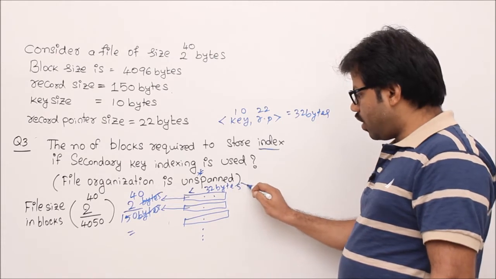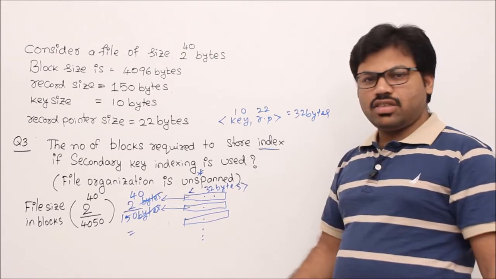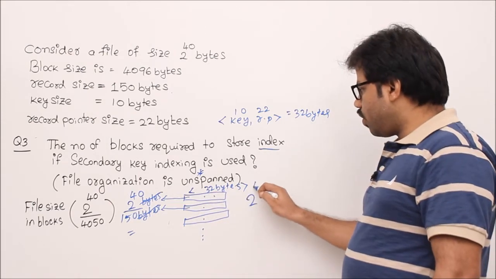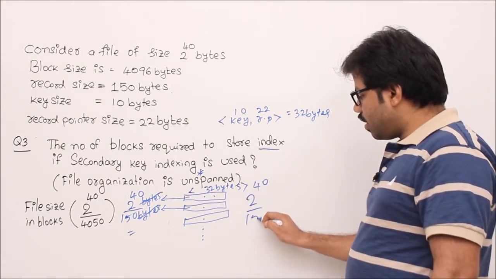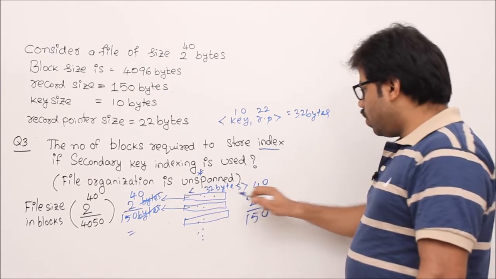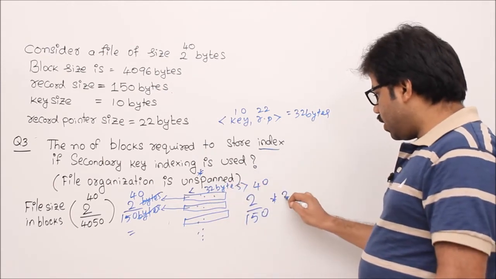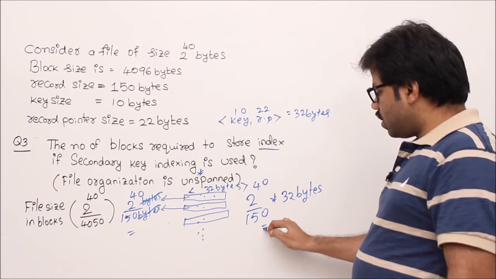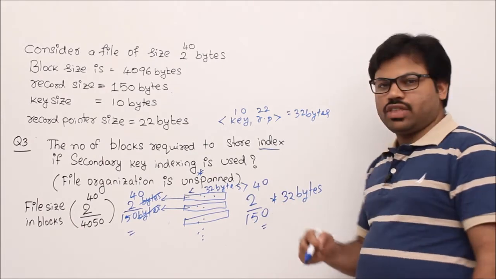Now the question number 1, what is the size of the index? Simple, number of entries into each entry size. So 2 to the power of 40 by 150 is the number of entries, correct? Just now we have seen, into record size 32 bytes. So these many bytes. So that would be the answer, 2 power 40 by 150 into 32 bytes, whatever.